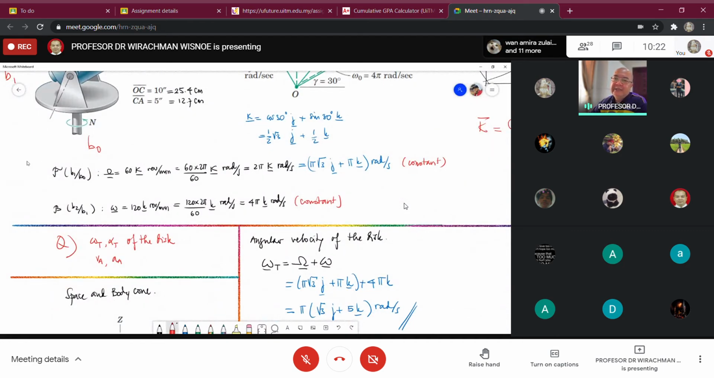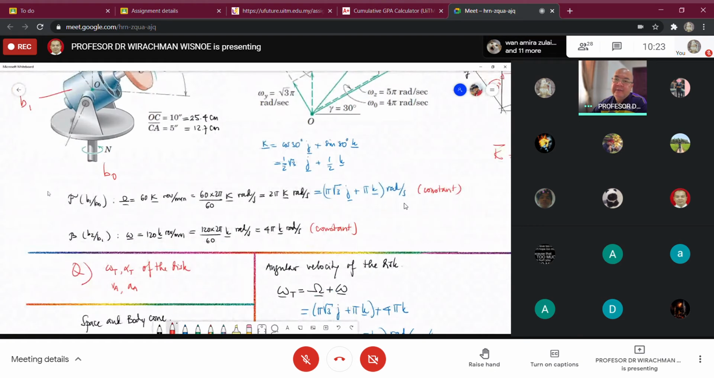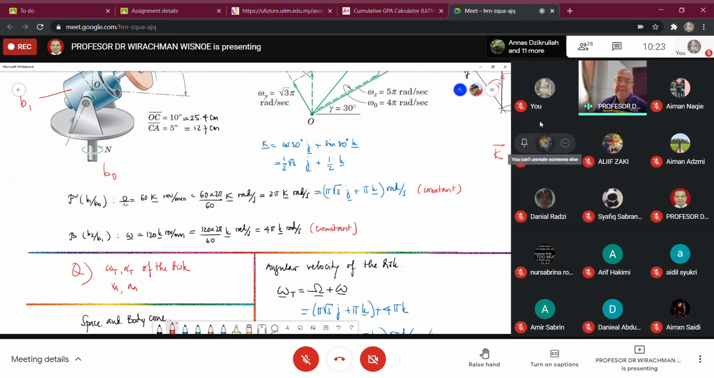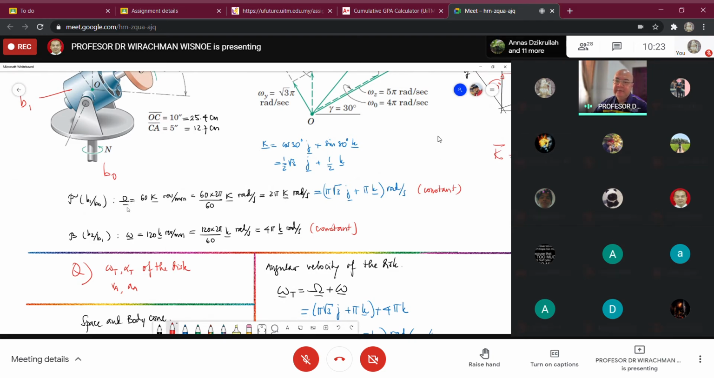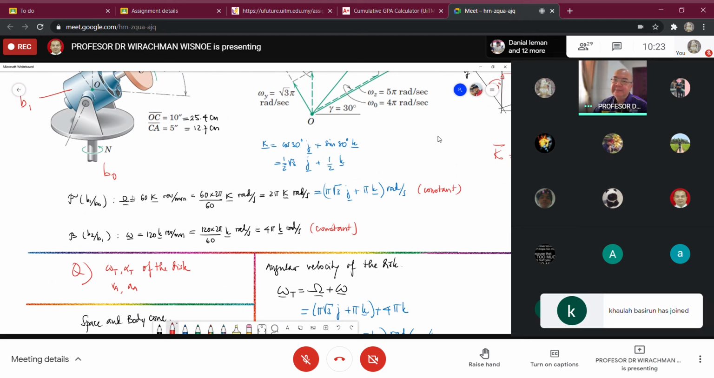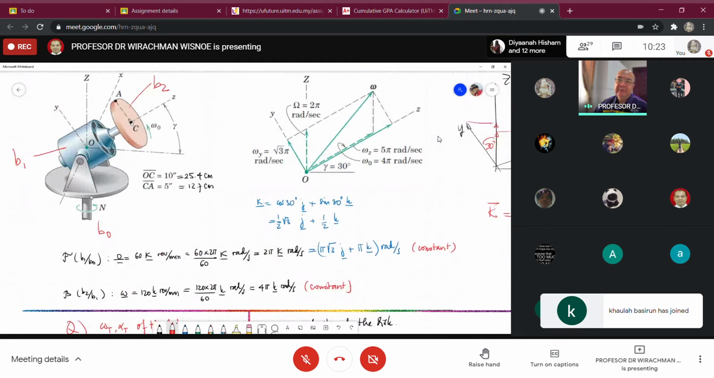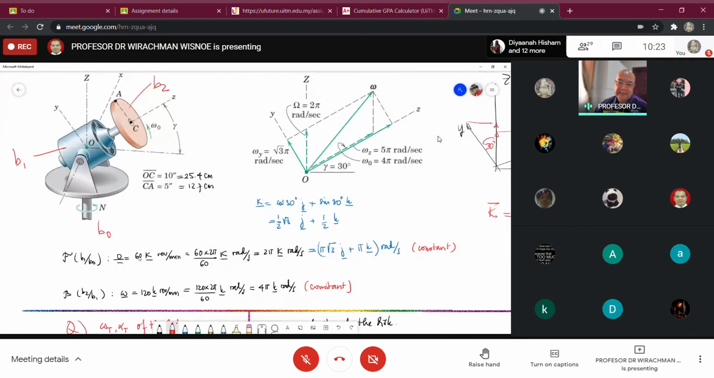The rotation of the platform to the fixed body, B1 with respect to B0, we use capital omega, and some books use capital omega. That one we talked about last week as well. So capital omega, in this case, the rotation is about the capital Z axis, so capital K.